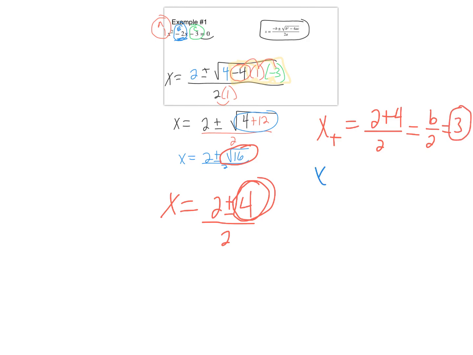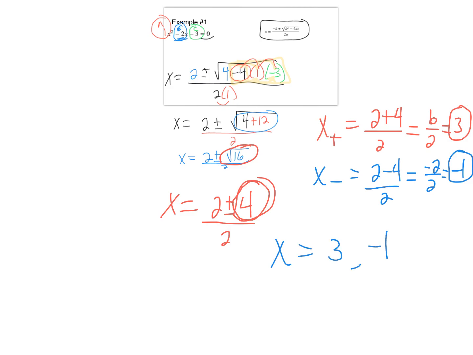Now the x negative says we're going to do 2 minus 4 divided by 2. Now 2 minus 4 is negative 2, divided by 2, which is negative 1. So my solution set for this, x is going to equal 3 and negative 1.